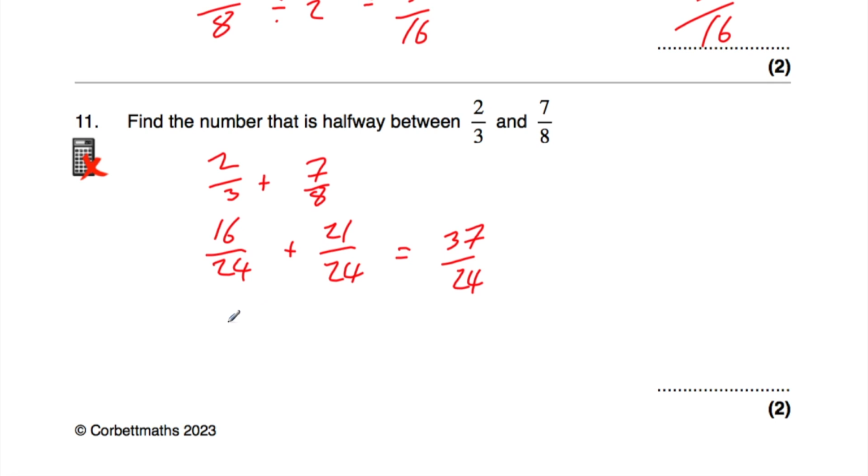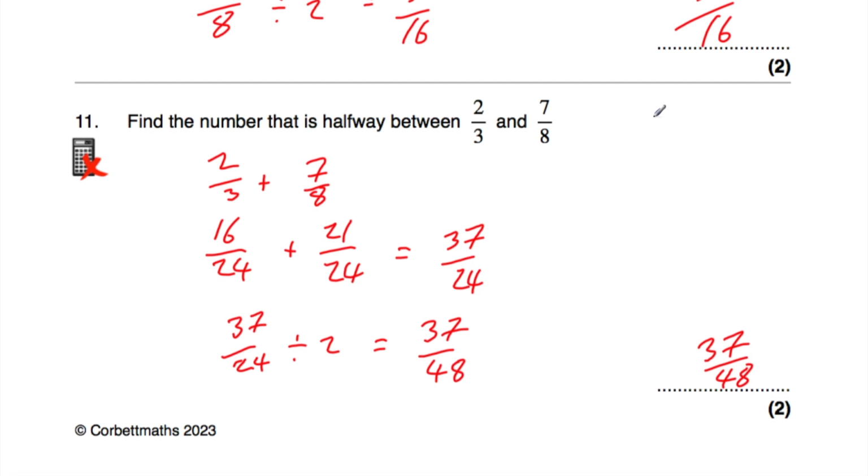Now we need to divide by 2. So we've got 37/24, and we're going to divide by 2. Now we can do that in two different ways. We could write it as 2 over 1 and then multiply by the reciprocal. Alternatively, in this case, we can't halve the numerator, so let's double the denominator. So the answer would be 37/48.